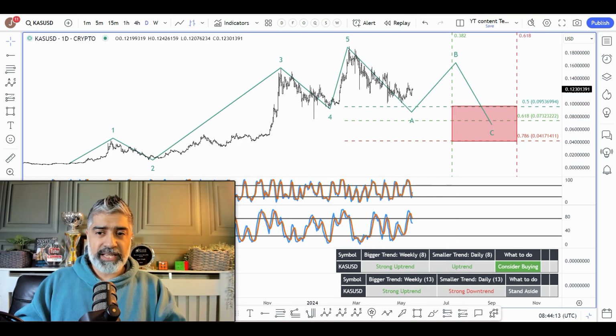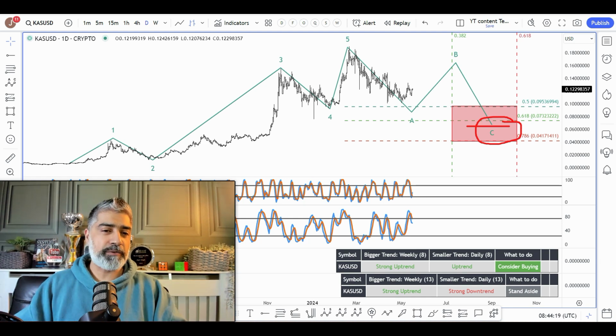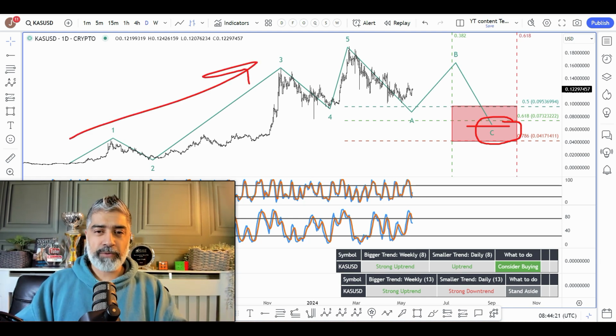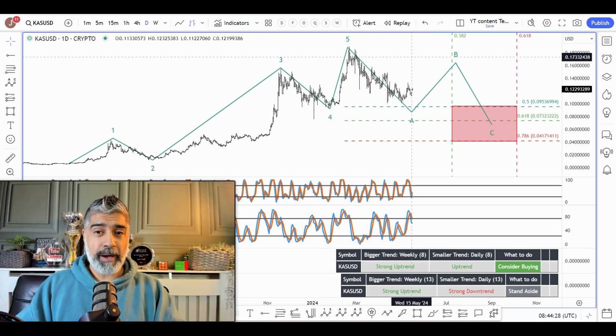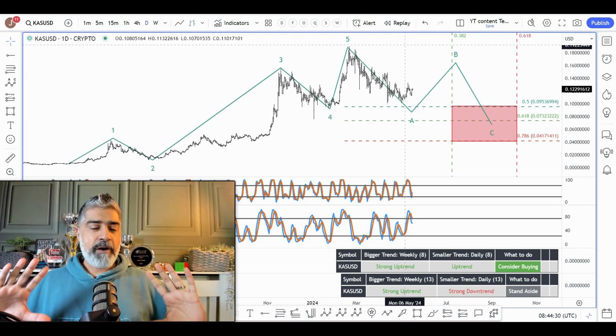And the key thing is to identify the end of this wave C, because after an end of a wave C, you'll typically get a continuation of the former trend. And the former trend is this. So we're looking for a nice explosive move above 0.18 and probably by quite a decent amount. So that's the TA for Casper.